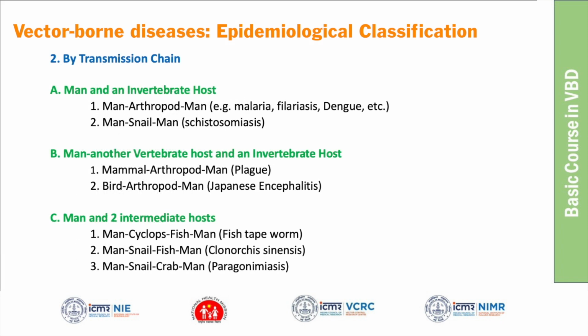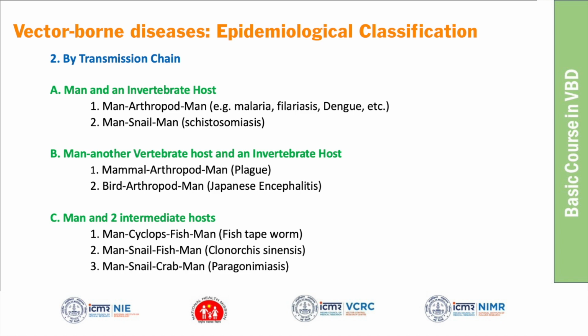By transmission chain, we can divide into 3 different kinds of transmission dynamics that are known. Number 1, man and an invertebrate host: man, arthropod, man. Examples of this are malaria, filariasis, and dengue, from man to man via arthropod vector. Man, snail, man, schistosomiasis.